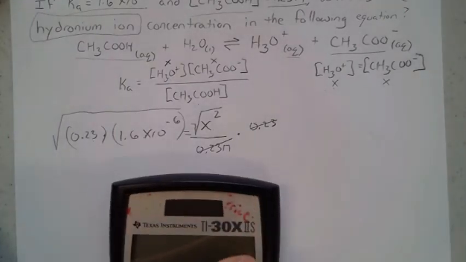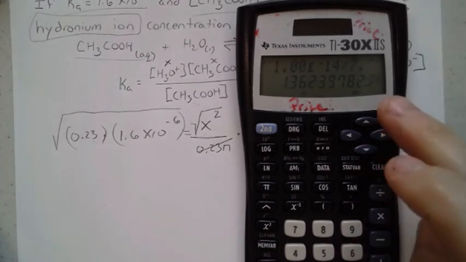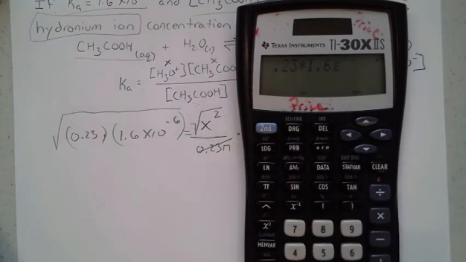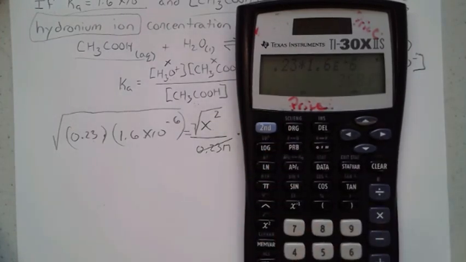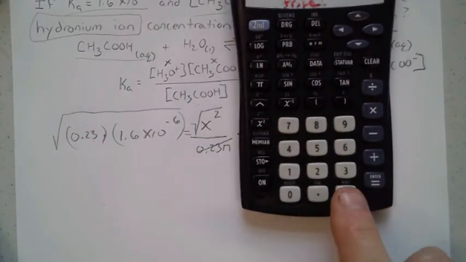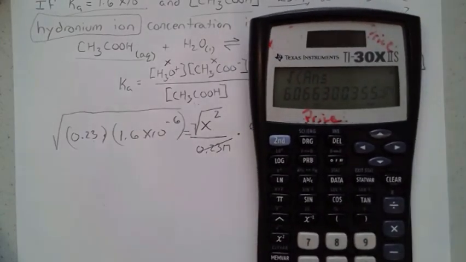All right. So on my handy dandy calculator, let's clear that. 0.23 times 1.6 E negative 6. I push equals, and now I want to square root that. So I go second, square root, and then second again, down on the bottom where it says answer. I square root my answer and push enter. And that is my final answer. This is going to be equal to x.